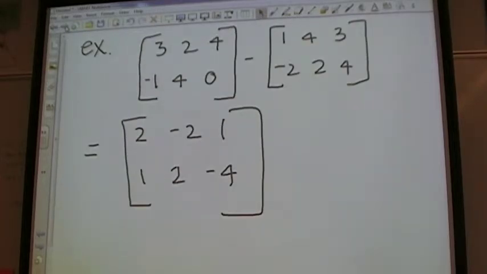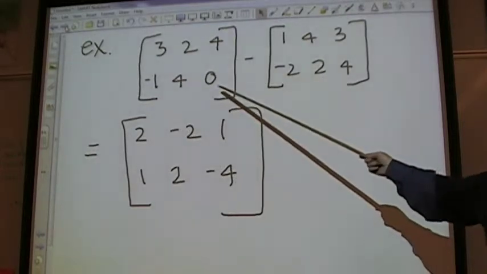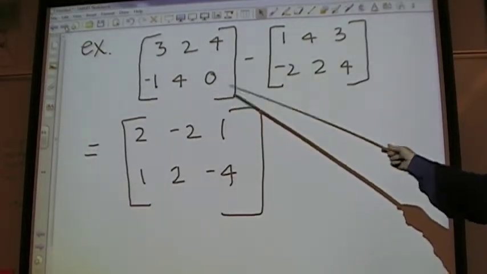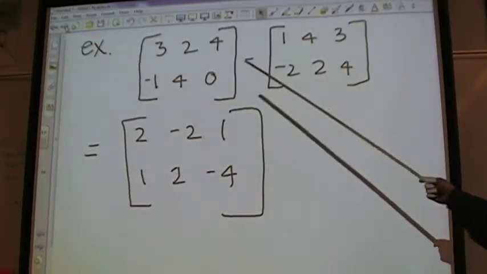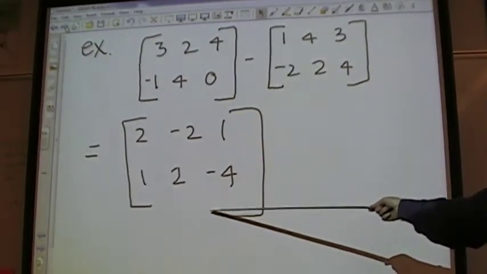Alright, next example is subtraction. Zach, you were asking about this. You can only add and subtract matrices with the same dimensions. What type of matrix is this? 2 by 3. You end up with a 2 by 3.